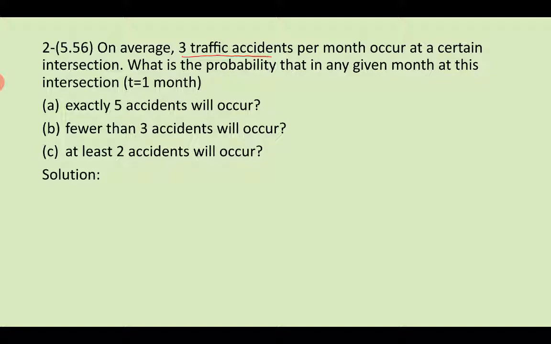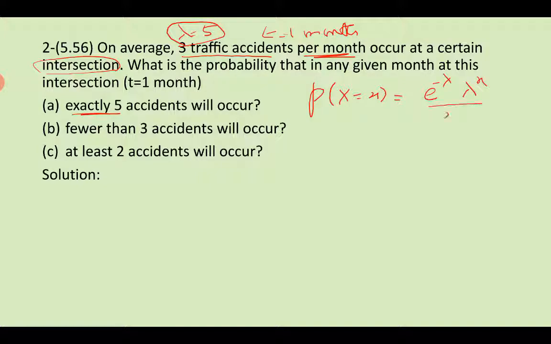On average, 3 traffic accidents occur at a certain intersection per month. Average is lambda, so unit time t is 1 month. What is the probability that in any given month at this intersection exactly 5 accidents occur? First write the probability of x. When the average is given, it is Poisson, isn't it? E raised to minus lambda, lambda to power x, divided by x factorial.